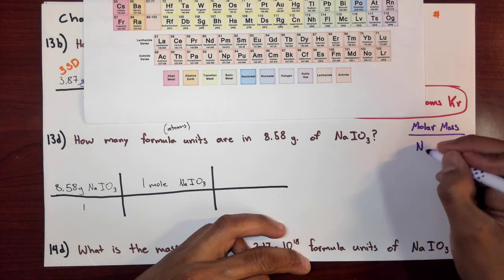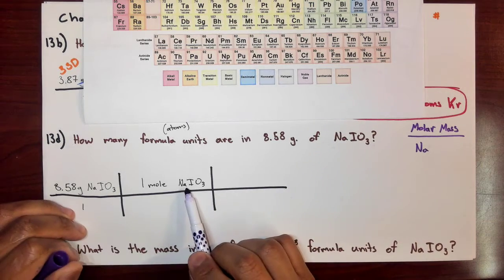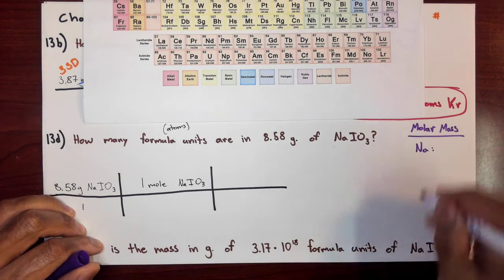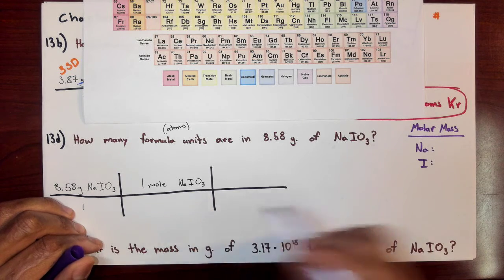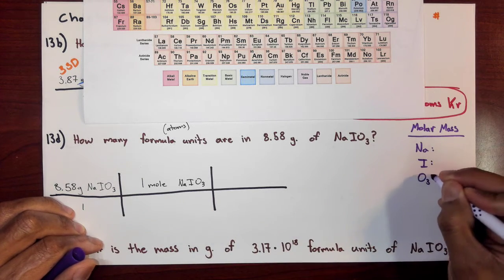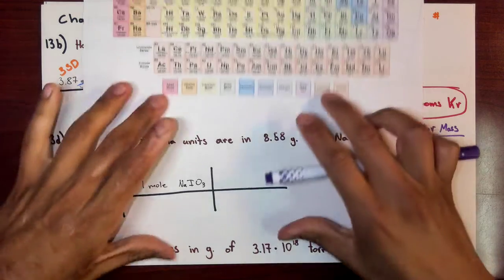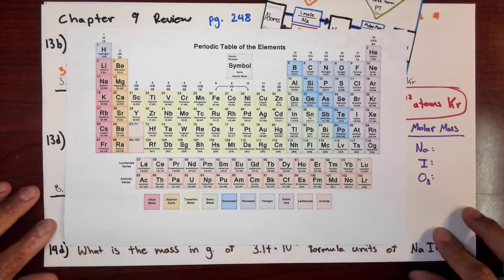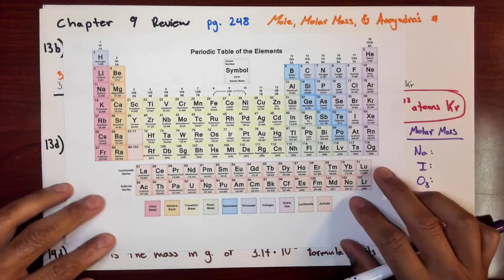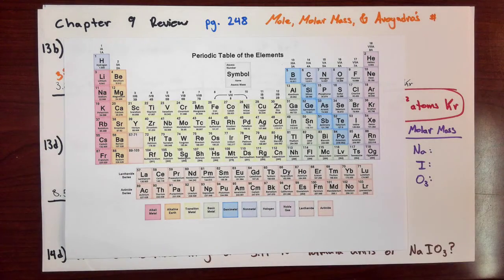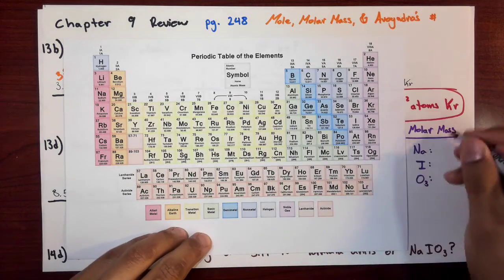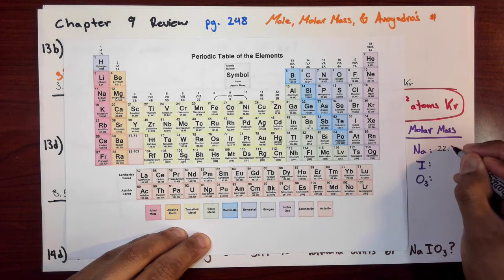So this is how I want you to do it. I want you to write out each element that is present. So you're going to write sodium, you're going to write iodine, and now since oxygen has 3, let's go ahead and just write O3 there. Now let's go on the periodic table and let's figure out what the molar mass of sodium is. Here it says that sodium is 22.990.